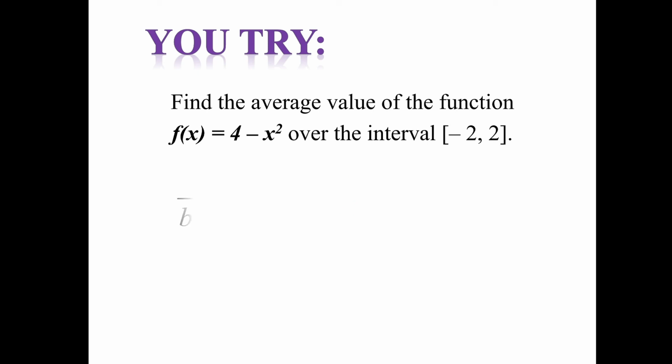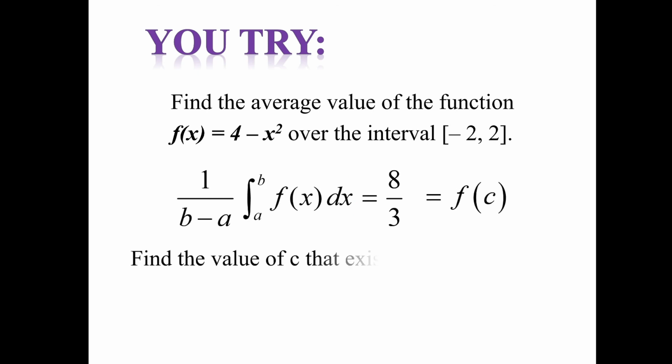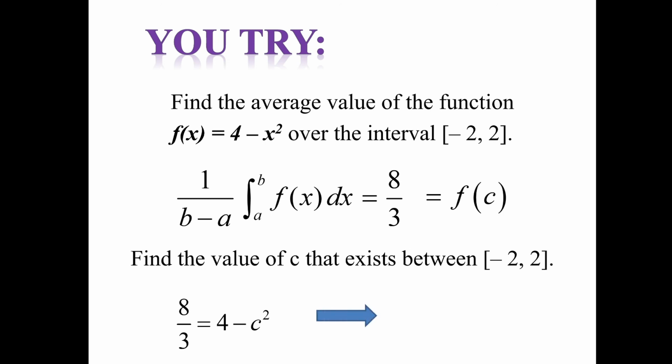A third. Since you need to find what f of c is, the value of c, we set a third equal to 4 minus c squared. So that equals the average value, and then solve for c, so we got plus or minus 2 root 3 over 3, algebraically.